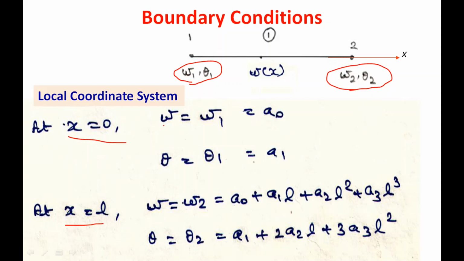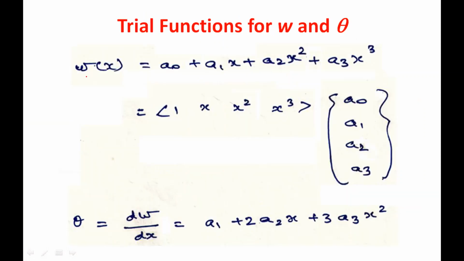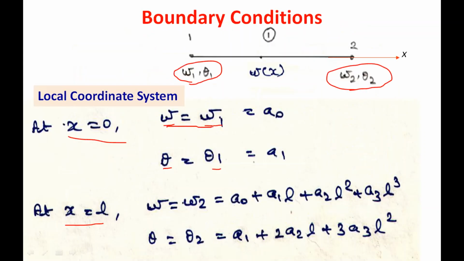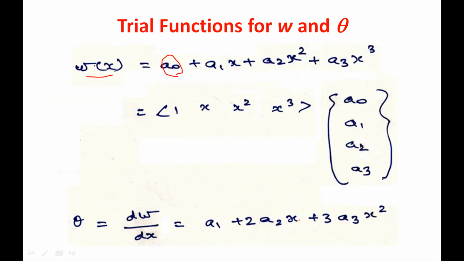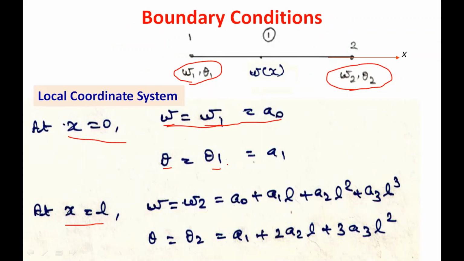At x equal to 0, w is w1 and theta is theta 1. These are the nodal parameters. When you put x equal to 0 in this equation, we will get a0. So w1 is equal to a0. That is what is written here: w1 is equal to a0. Similarly, when you put x equal to 0 in the theta equation, you will get theta 1 is equal to a1. So the two values a0 and a1 are now evaluated.